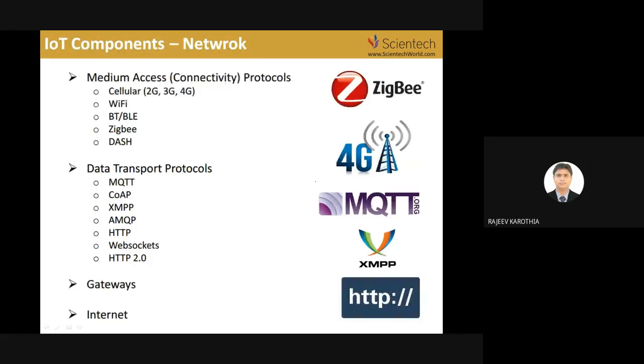Now the second part is at network side. So we have different medium of communication. Like we should know about the 2G, 3G, 4G communication. We should have some information about the Wi-Fi, Bluetooth, Zigbee, DASH7. These are different communication protocols, or we can say medium access connectivity protocols.